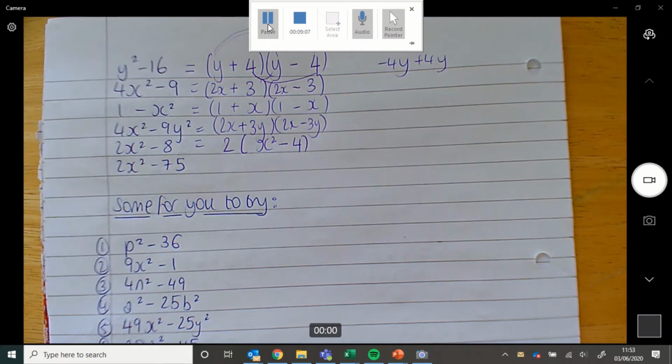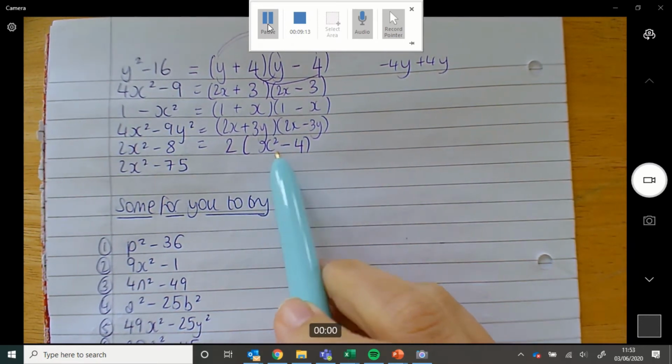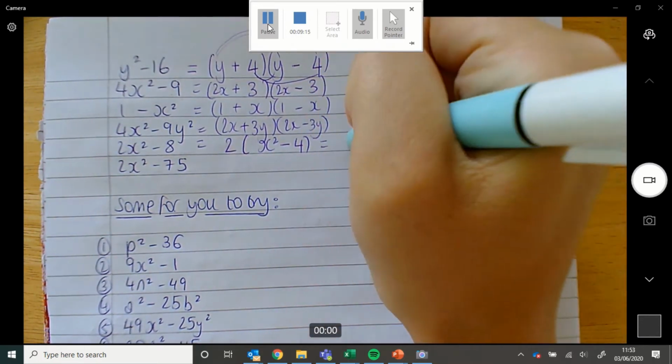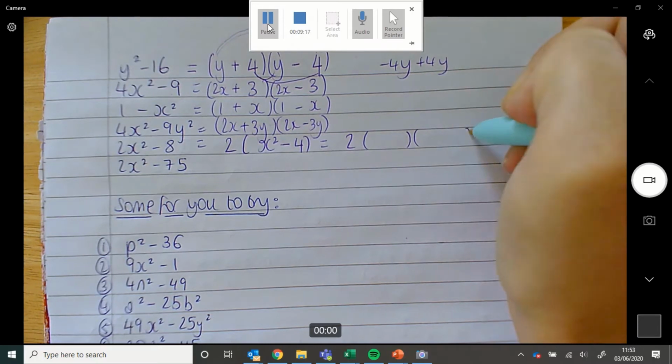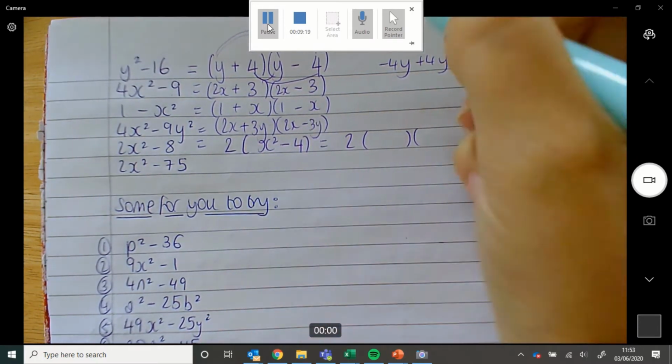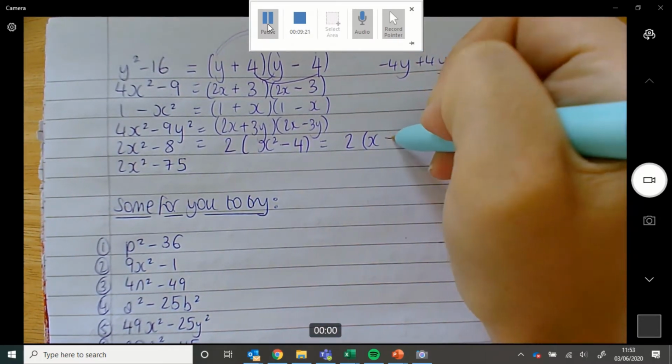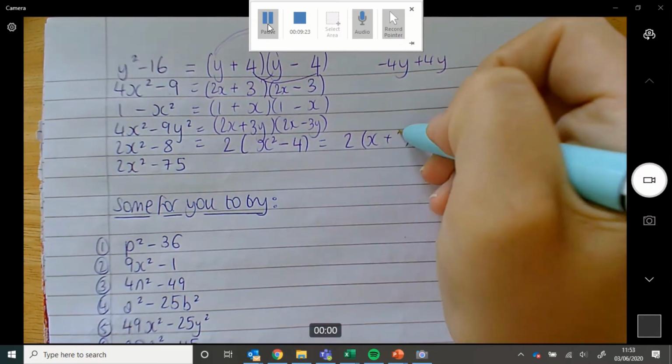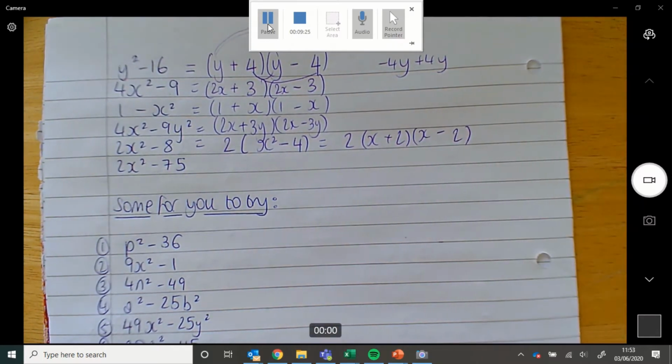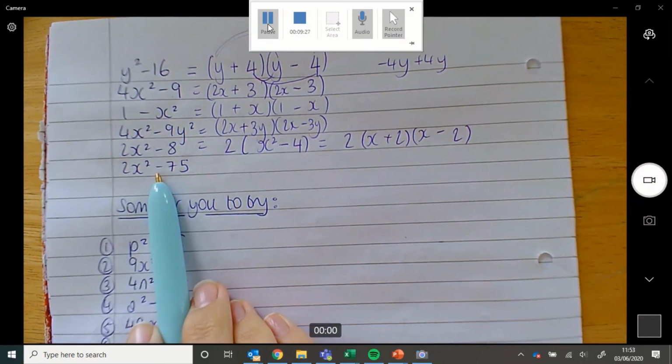Okay, and that's going to leave me with 2 brackets x squared minus 4. Now I've got x squared minus 4, I can see the difference of 2 squares, so I still need that 2 at the front, but now I'm going to have double brackets. What multiplies to give you x squared? It's x and x. What gives you 4? 2 and negative 2.